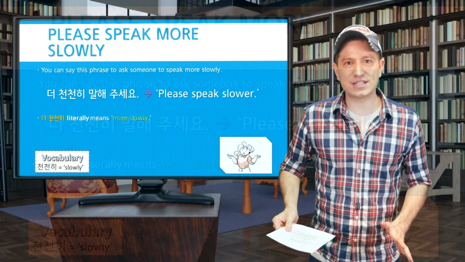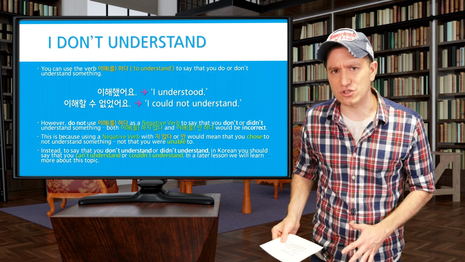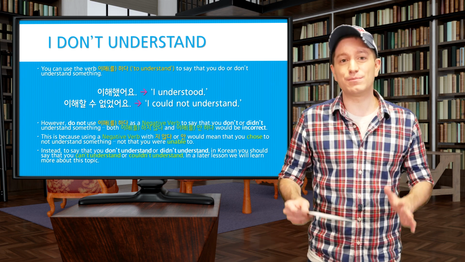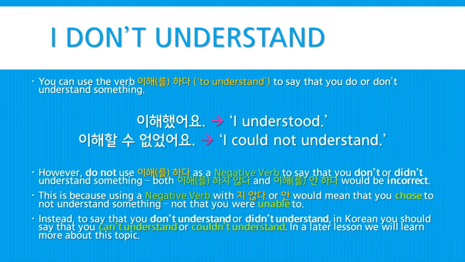Next, if you're in a conversation and you want to say that you understood something or that you didn't understand something, you can use the verb 이해하다, meaning to understand. Here are two examples of that. If you did understand, you can say 이해했어요. I understood. Or if you didn't understand, you can say 이해할 수 없었어요. I could not understand.